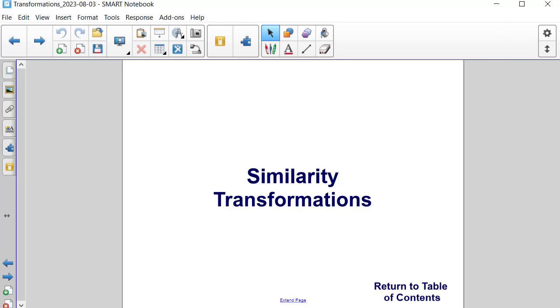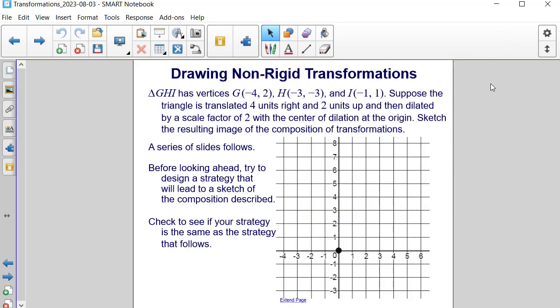Similarity transformation. We will begin by drawing non-rigid transformations. Triangle GHI has vertices at point G (-4, 2), point H (-3, -3), and point I (-1, 1). Suppose the triangle is translated 4 units to the right and 2 units up, and then dilated by a scale factor of 2 with the center of dilation at the origin. Sketch the resulting image of the composition of transformations.